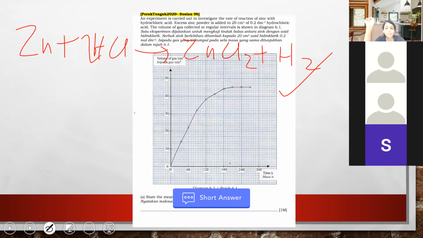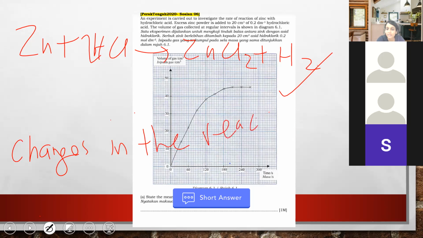Okay, so Alvi's answer is 85% correct. I want all of you to listen to teacher's answer. He said measurement, but you don't have to put the word measurement. Just put changes in the reactant. Sorry, teacher's using my finger. My finger is quite big compared to the pen.